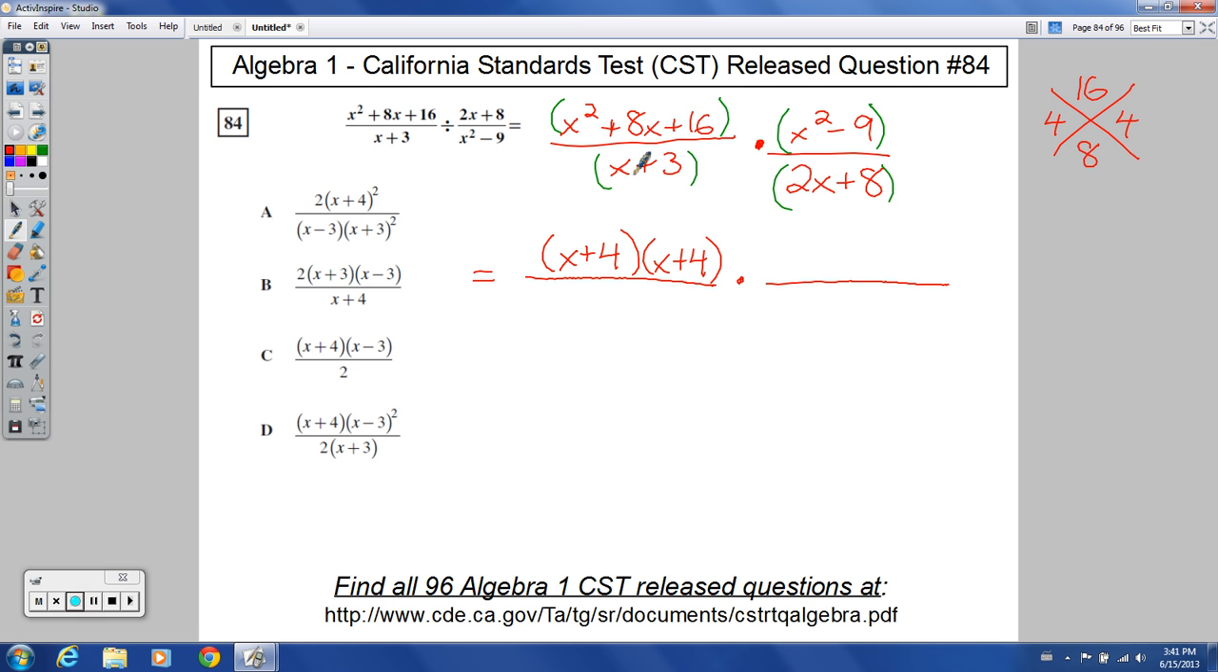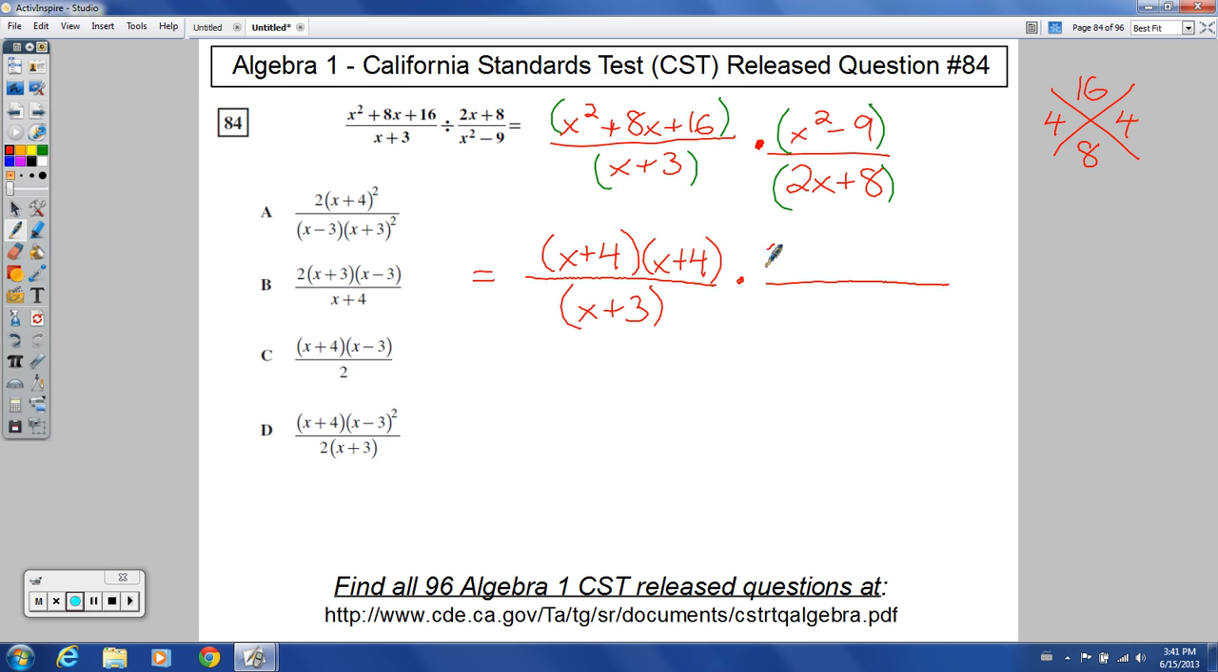On the bottom, you can't factor that any farther. So I'm just going to put x plus 3. I'm going to keep it in parentheses, though, to remind us that that is a factor altogether. You can't take the x and the 3 separately. Those two things are going together right now since it's the whole denominator.